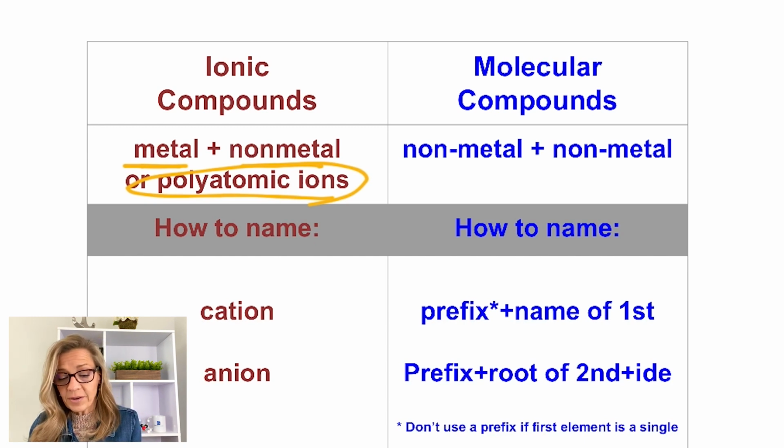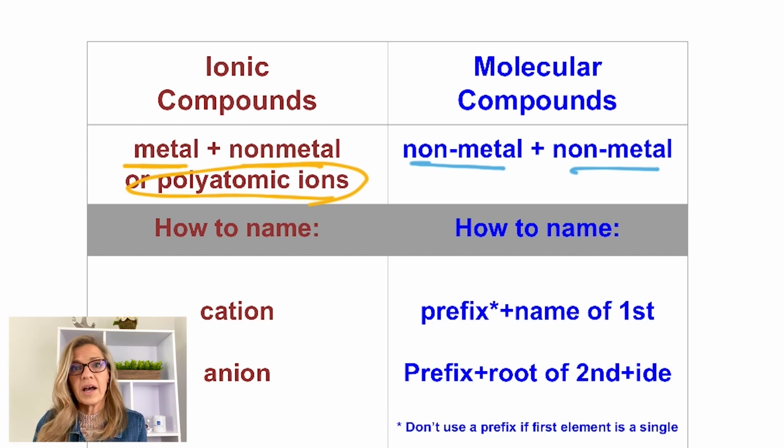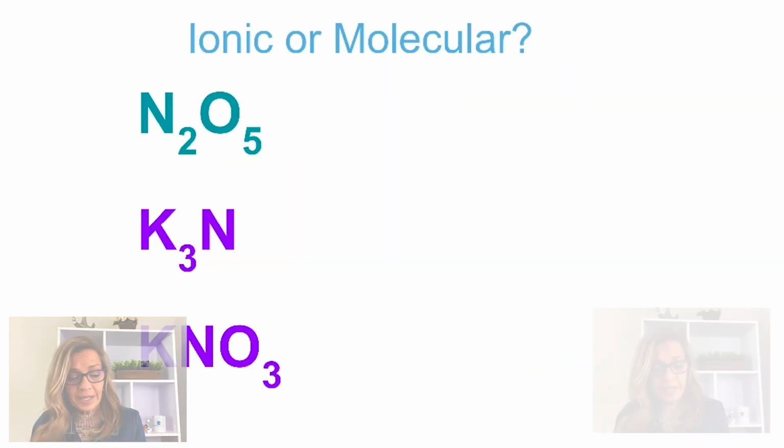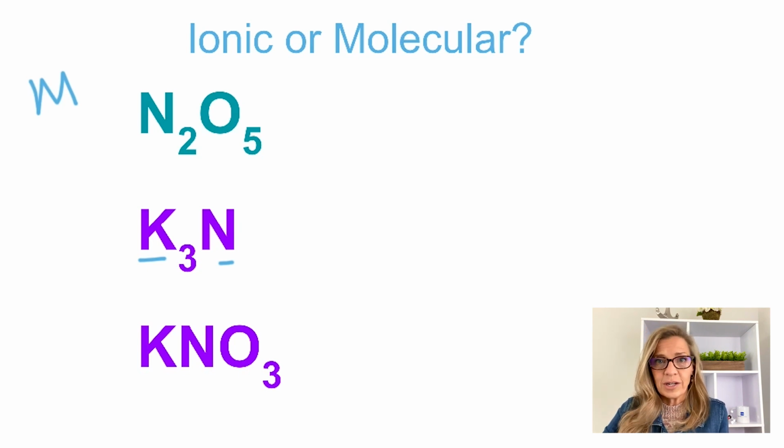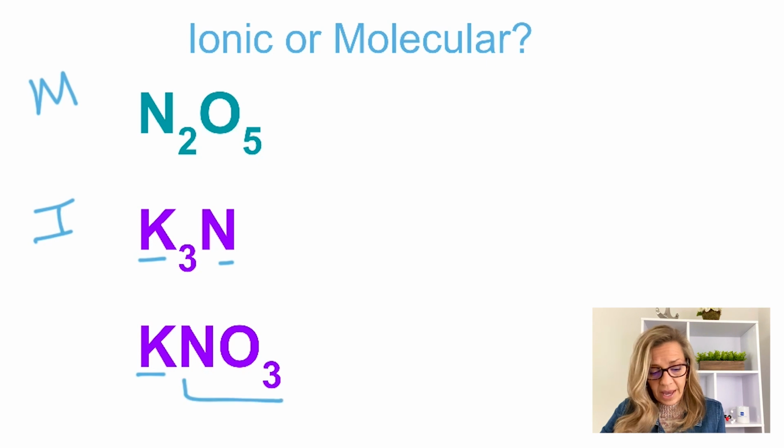Then if a compound is made up of two nonmetals bonded together, like chlorine and oxygen, then that is a molecular compound. So first you identify what it is. So I see nitrogen and oxygen. This one is molecular. And then I have potassium, and that's a metal, and a nonmetal, that's ionic. And the last one, I've got a metal, and that is a polyatomic. So we would name that with ionic rules.